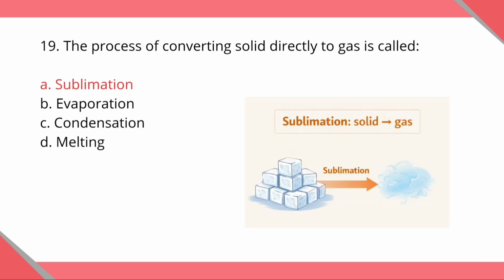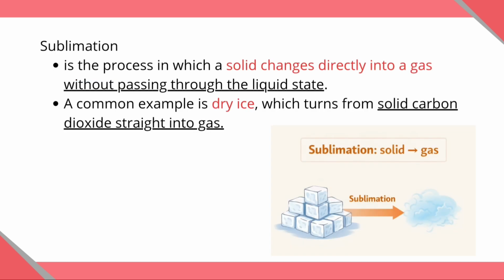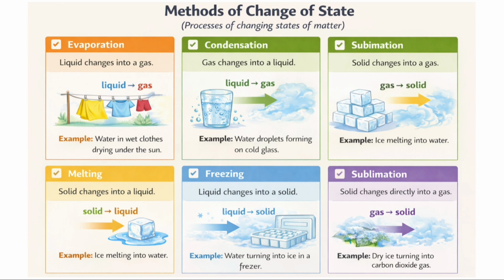The correct answer is letter A. Sublimation is the process in which a solid changes directly into a gas without passing through the liquid state. A common example is dry ice, which turns from solid carbon dioxide straight into gas. Methods of change of state illustrates 6 ways matter changes between solid, liquid, and gas. First is the evaporation.